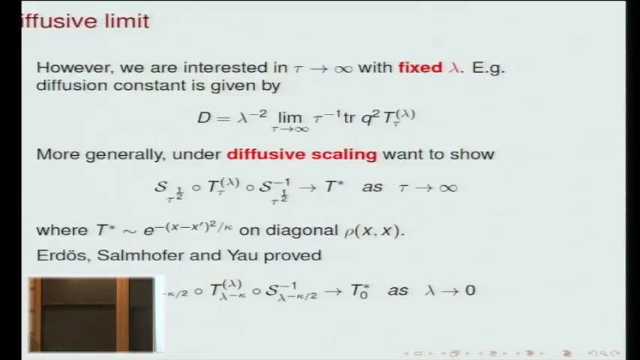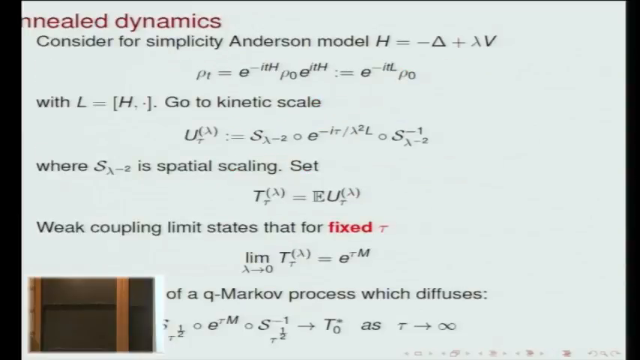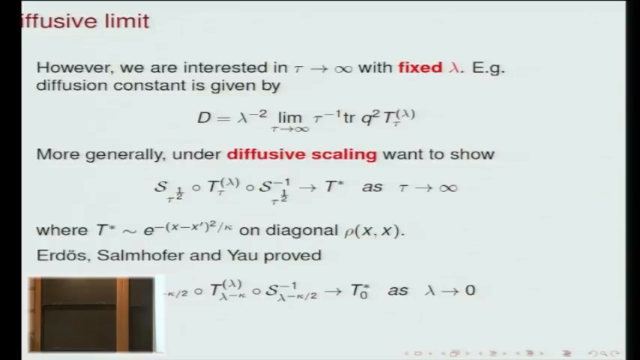Now, we would be interested in actually taking tau to infinity here, so not lambda to 0, but tau to infinity and lambda fixed. So we would be interested in, for instance, the diffusion constant, where you take this operator here, average it, take the trace against q squared, and then take tau to infinity. If you go back to the original scale, then there is 1 over lambda squared in front of the diffusion constant. So the diffusion constant is 1 over lambda squared times whatever this limit is. And more generally, you would like to show that under diffusive scaling, if you take the average of the unitary and scale it diffusively, you go to something which, at least on diagonal density matrices, looks like the ordinary heat kernel with some diffusion constant kappa.